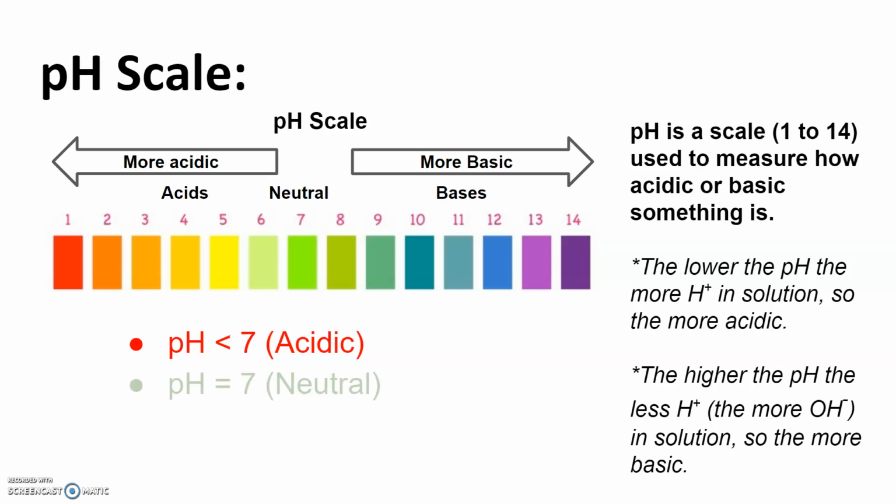So pH less than 7 is acidic. pH equal to 7 is what's called neutral. That means you're neither an acid or a base. An example of something that's neutral will be plain water. And pH greater than 7 will be basic.